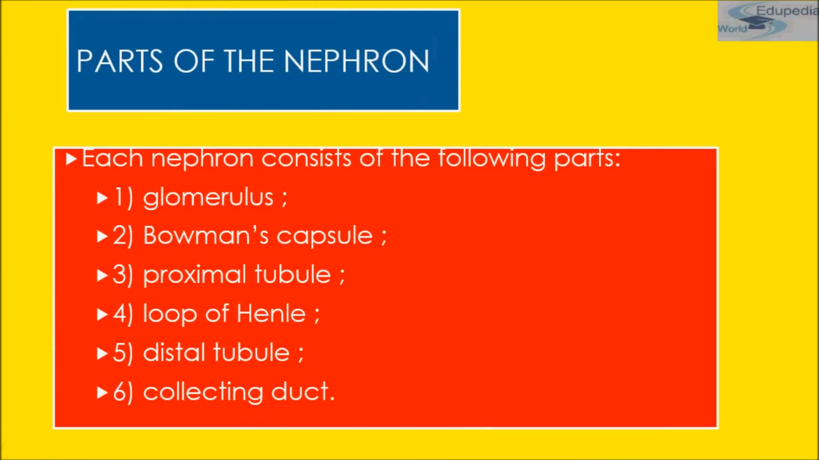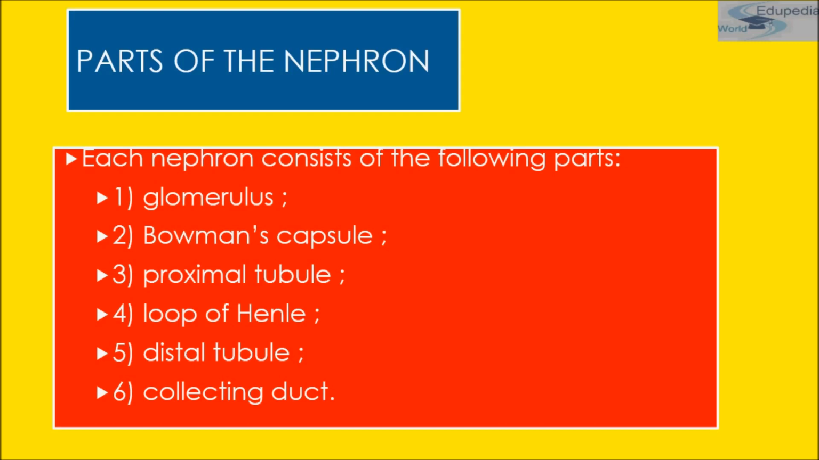Now, what are the parts of the nephron? Each nephron consists of the following parts: glomerulus, Bowman's capsule, proximal tubule, loop of Henle, distal tubule, and collecting duct. I'm once again repeating that the nephron is the structural and functional unit of the kidney. It is about 40 to 60 nanometers in length.